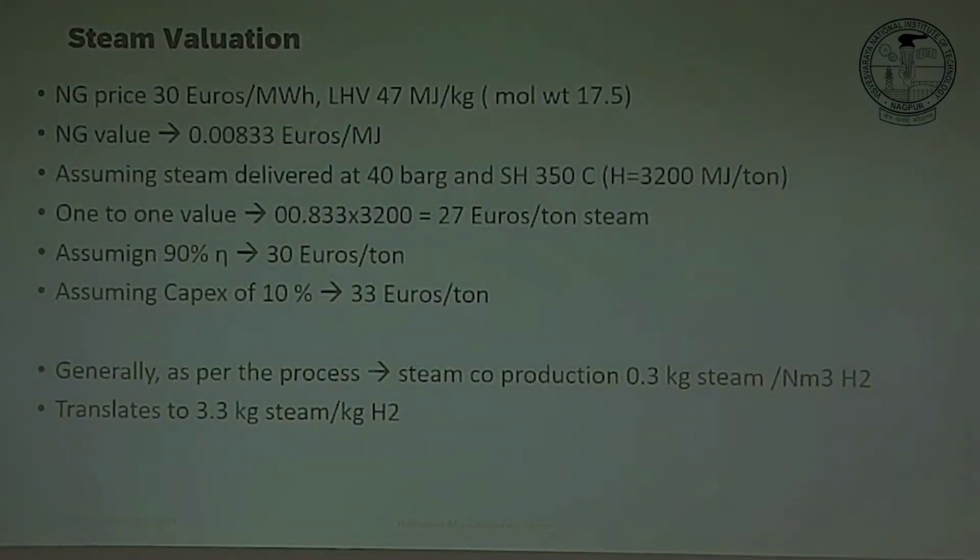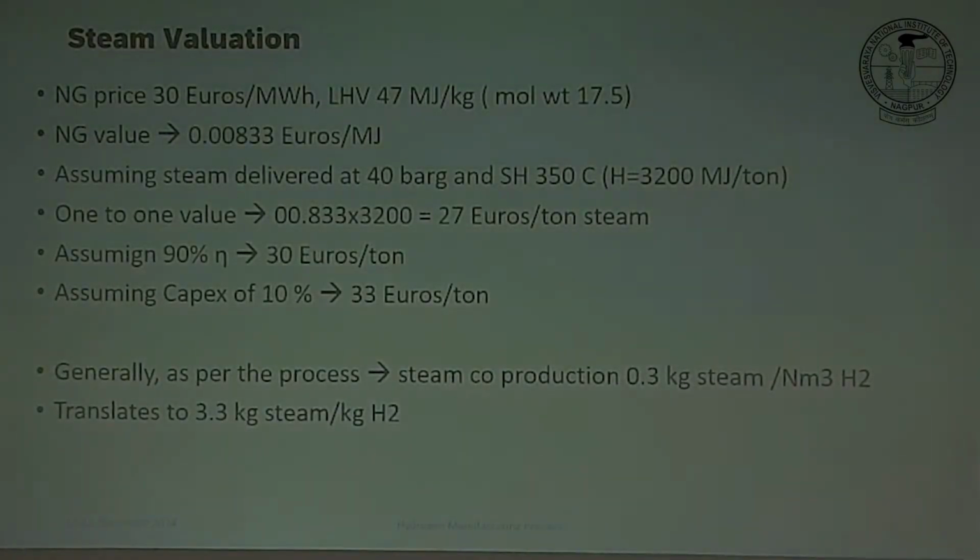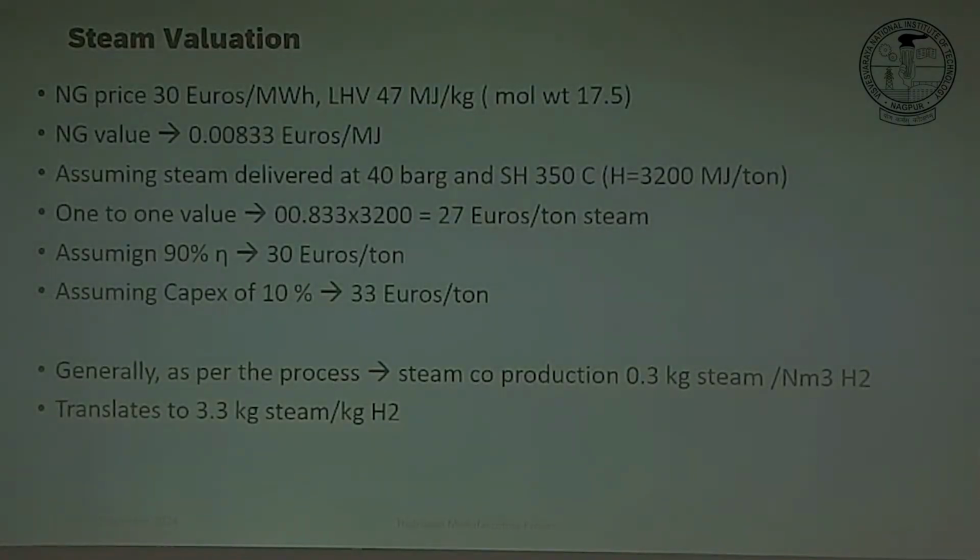So natural gas value in megajoule, and let's assume we are generating steam at 40 bar, superheating it to 350 degrees. That has a heat enthalpy of somewhere around 3200 kilojoule per kg, or megajoule per ton. So if we assign 1-to-1 value in natural gas to steam, your steam price would be 27 euros per ton, right?